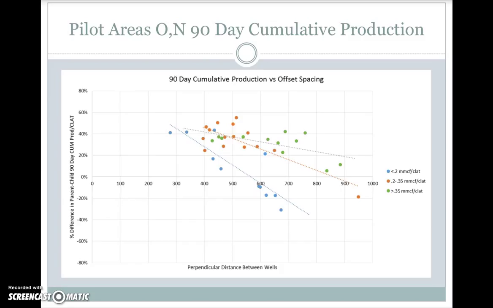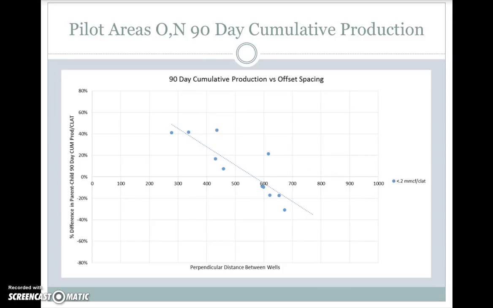Okay, this is the last area that we decided to look at for this part of the project. This is the pilot areas O and N, and it's the exact same graph that you were looking at earlier, just for a different pilot area. And we just want to show that there are similar trends. For the low cum, it's crossing about the same place, kind of that 600-foot mark for the offset spacing.